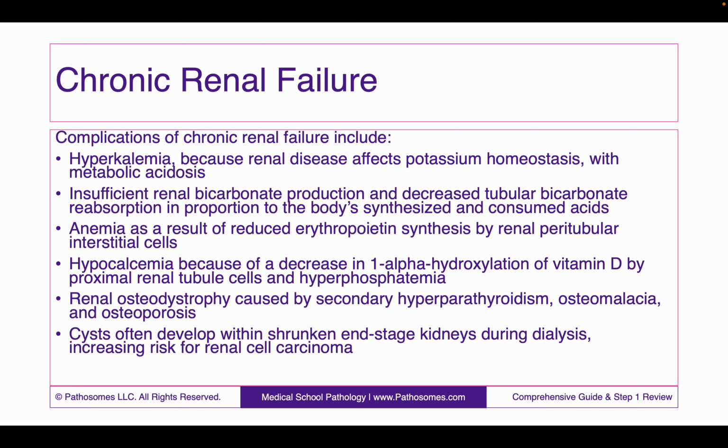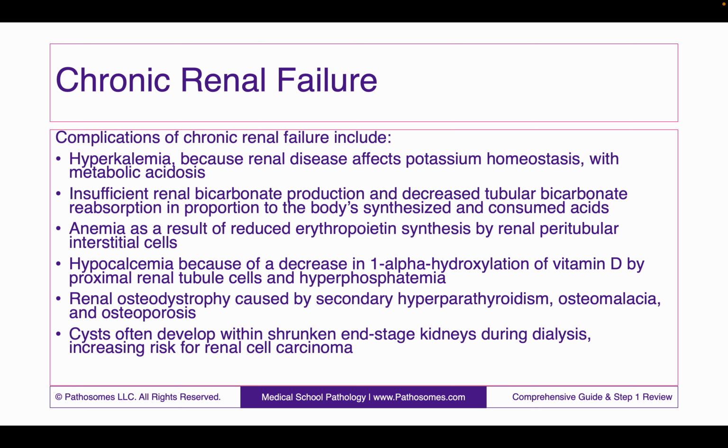Complications of chronic renal failure include hyperkalemia due to the renal disease affecting potassium homeostasis with metabolic acidosis, insufficient renal bicarb production and decreased bicarb reabsorption, anemia due to reduced or absent erythropoietin synthesis, hypocalcemia due to the decrease in 1-alpha hydroxylation, right? You remember that happens in the kidneys. The vitamin D metabolism, right?